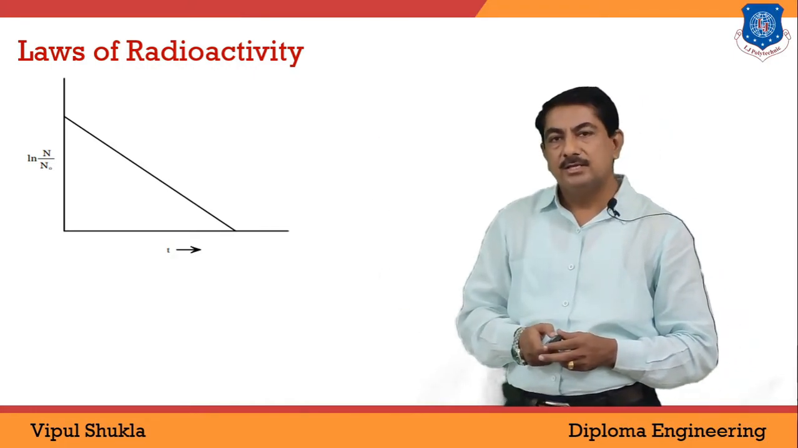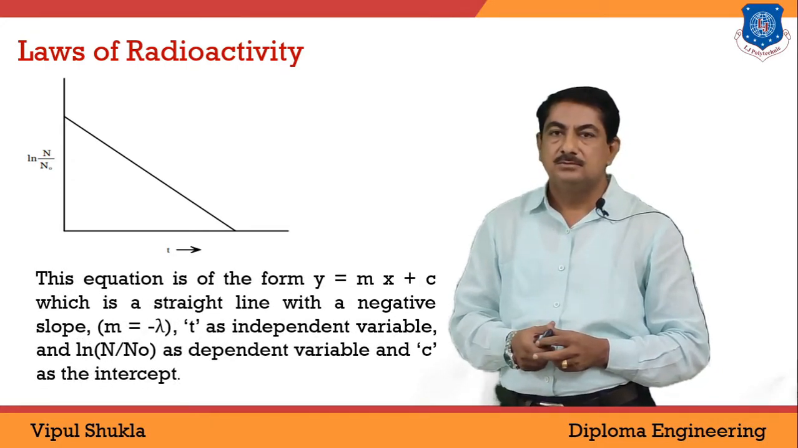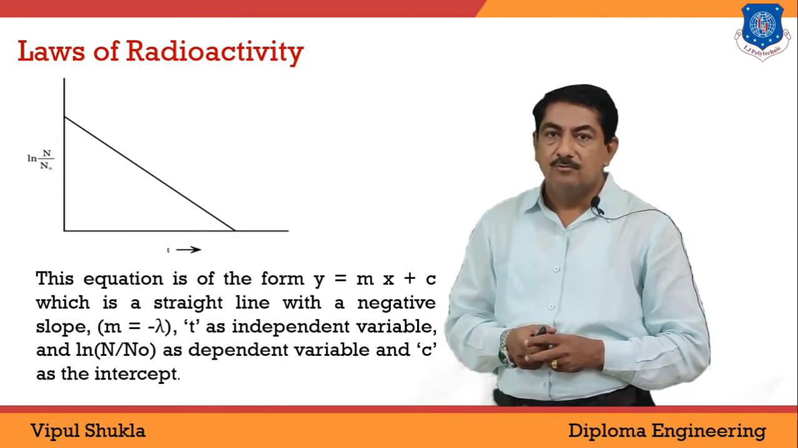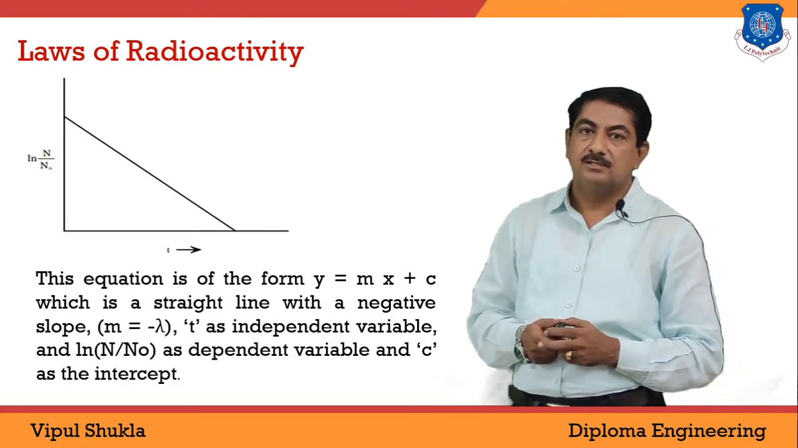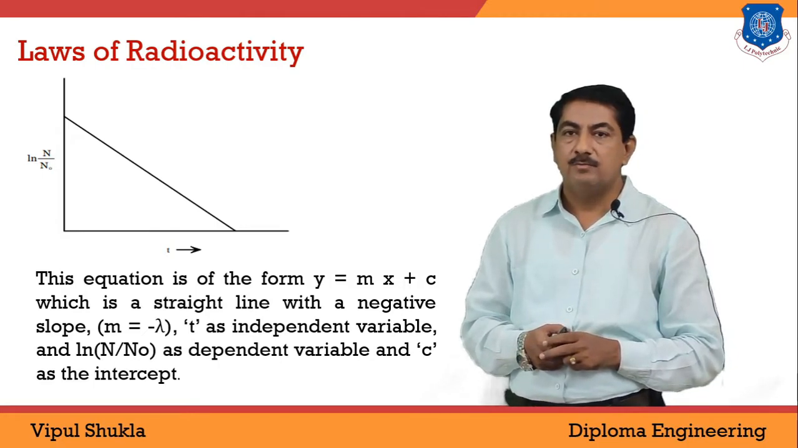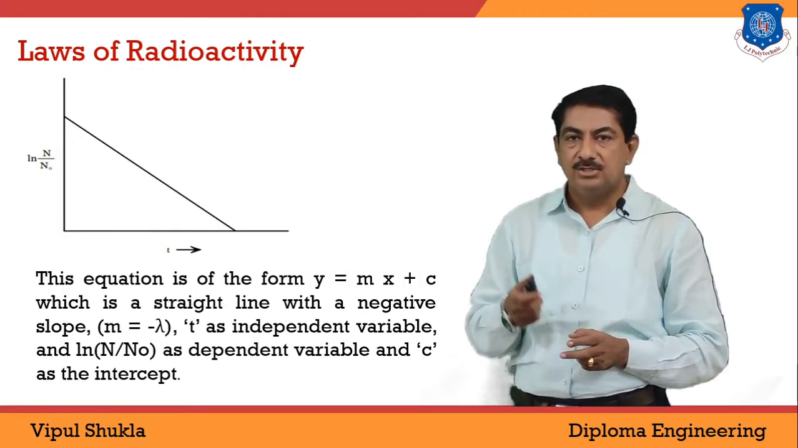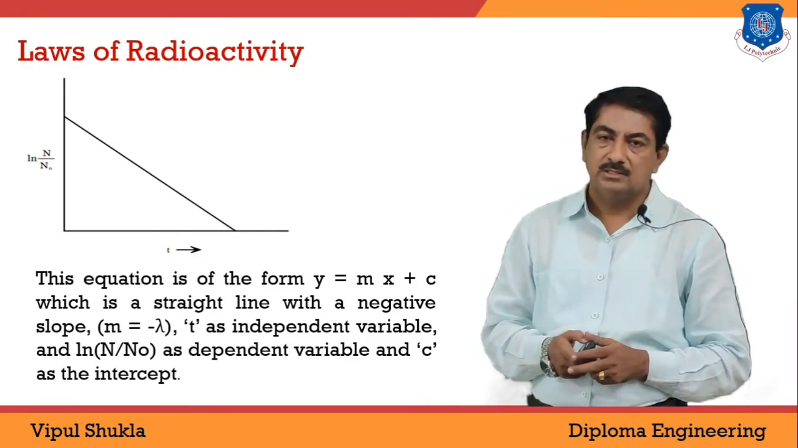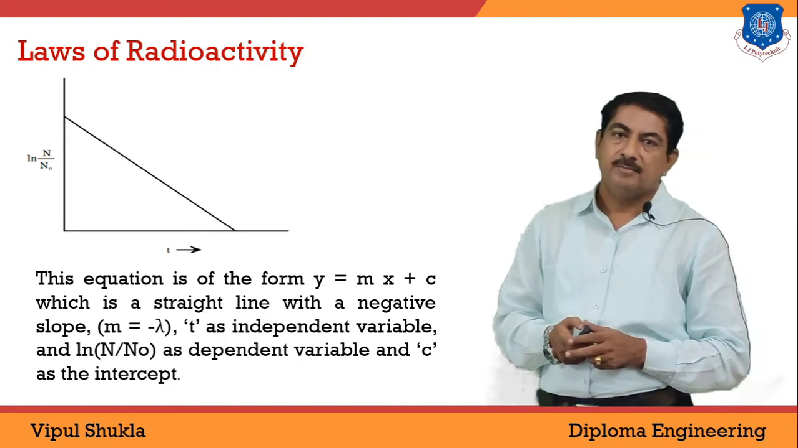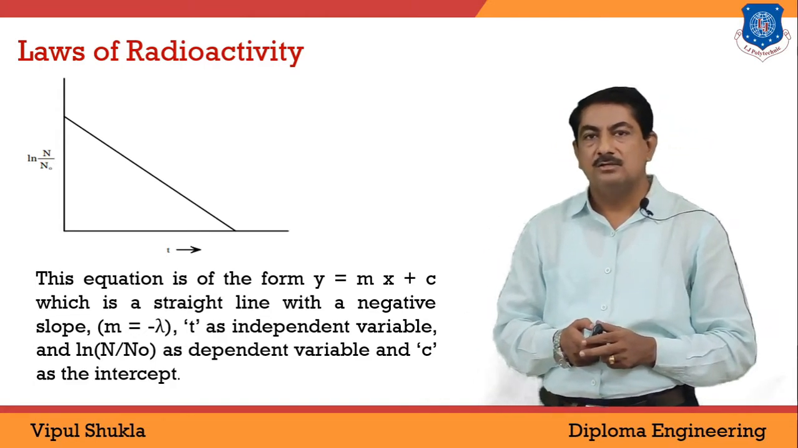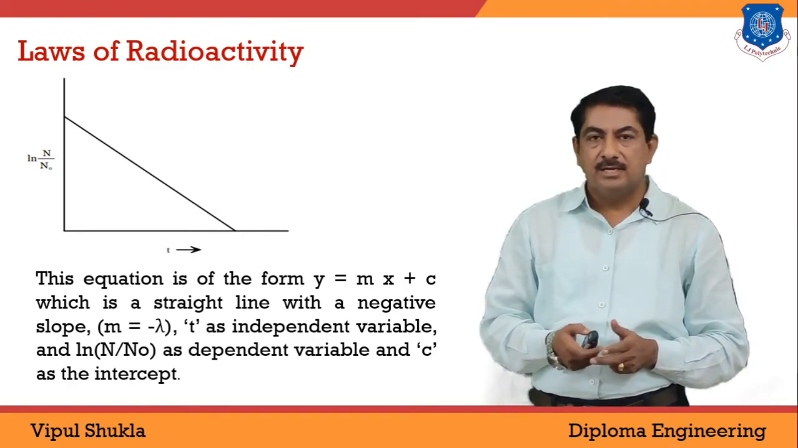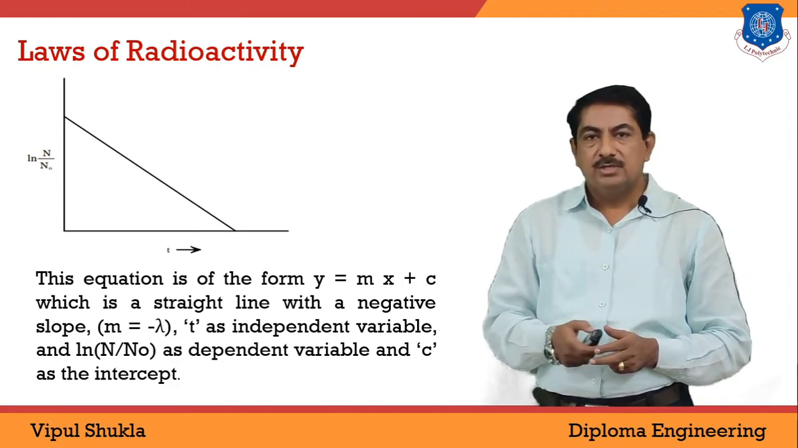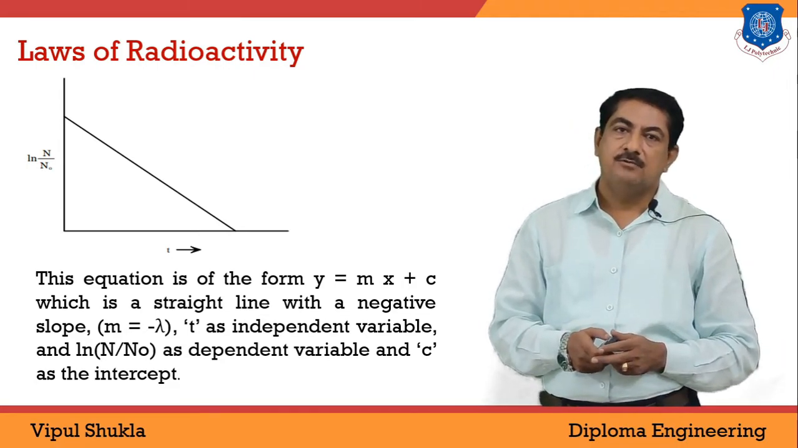In the same way, look at another pattern. If we compare this graph with the equation of the form y equal to mx plus c, it is a straight line with a negative slope. Look here, the slope is given by m equal to minus lambda, and it is independent of the variable t. This is again the meaning of a radioactive element. When heavy or light elements emit alpha particles, beta particles or electrons, the number of nuclei gradually decreases and finally it is converted into lead.